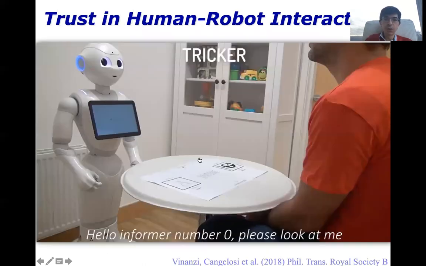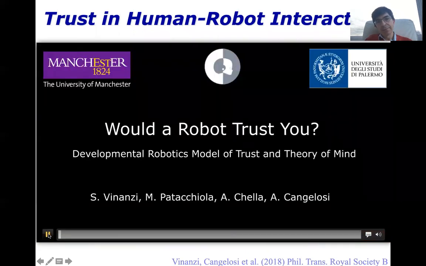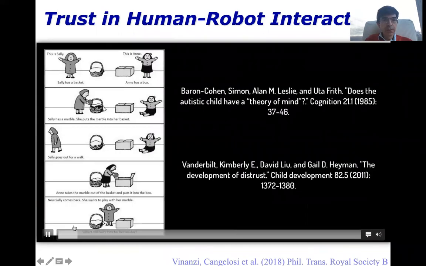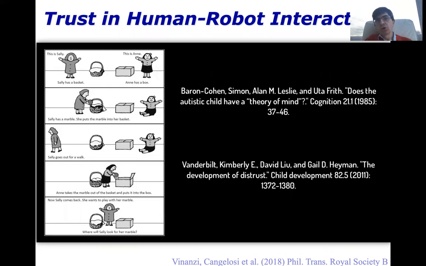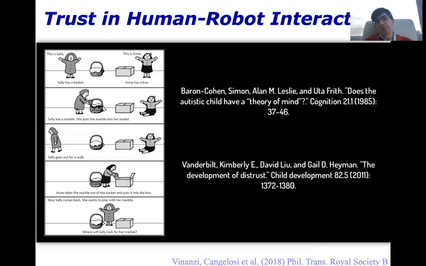This is the Pepper robot. It's an experiment based on a task called the Sally-Anne task, in collaboration with Antonio Chella in Palermo. So let's stop here. You see there is a task that assesses the level of development of theory of mind capabilities in children. You show this cartoon in sequence. There is Sally, there is Anne. Sally hides the object in the left basket. She goes away. The naughty Anne changes the location of the object when Sally is away. Then when Sally returns, you ask the child, where is Sally going to look for the toy?